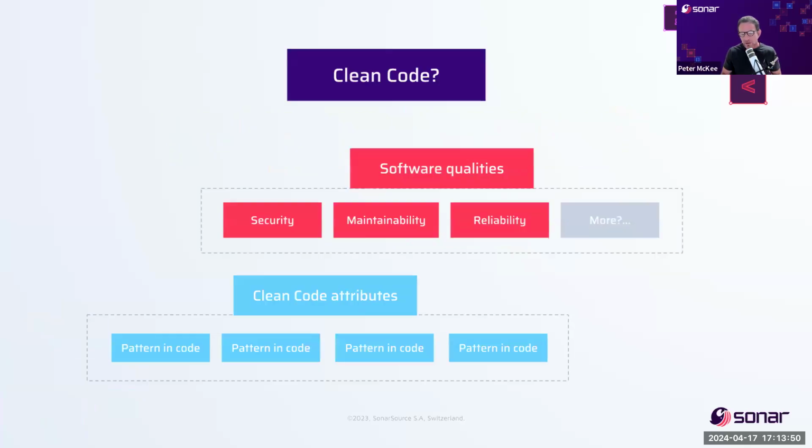Well, at Sonar, we decided to fix that, right, and dive a little deeper into it. And so we started thinking about quality software. We decided to call it clean code. Your code is clean, or you're cleaning your code. And we started looking at software qualities, and we kind of talked about these, right? Security, maintainability, reliability, and others, right? What are the qualities of software that we want? And then we started looking at what are the code attributes that then produce those qualities, right? What are our patterns in code that produce these qualities?